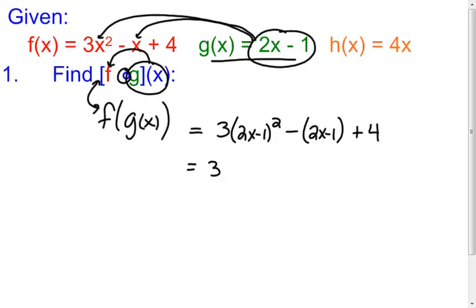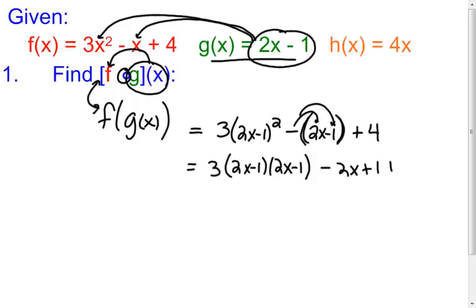First of all, when people square 2x minus 1, they want to square the 2x and square the 1 and make it be 4x squared plus 1. That's not what you do. Remember that when you square 2x minus 1, you need to take 2x minus 1 times 2x minus 1. And then, of course, you need to remember that you're subtracting this whole quantity, so you need to distribute the negative through. So then you will have negative 2x plus 1 and then plus 4.